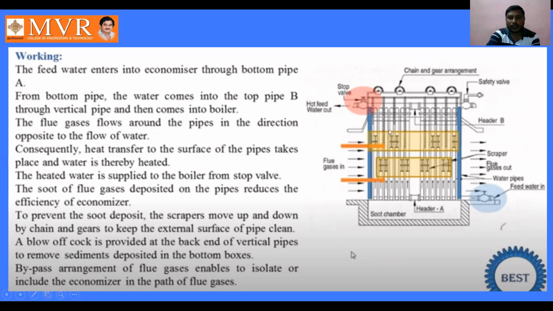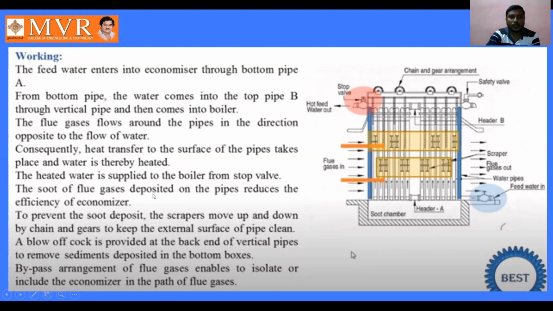The water which is flowing inside the pipes, due to these flue gases passing through these tubes, is going to be heated. The heated water is supplied to the boiler from the stop valve. By using the stop valve, the feed water is going to be supplied to the boiler.